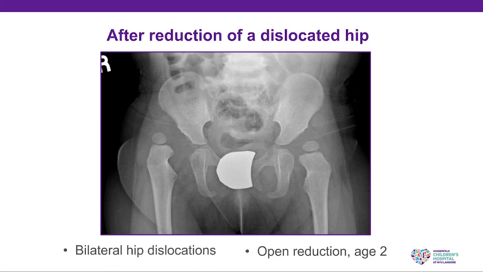In other words, it's not enough to just do the closed reduction and put the baby in a spica cast, which is how we maintain that reduction after achieving it.